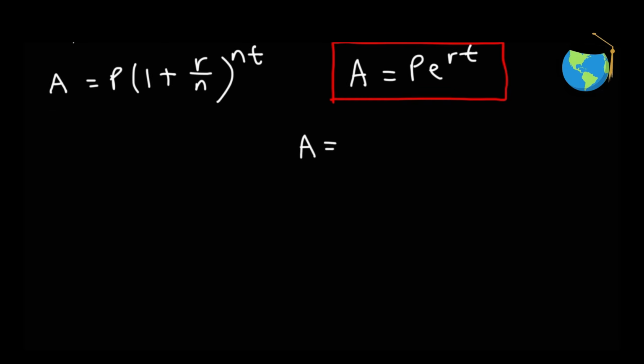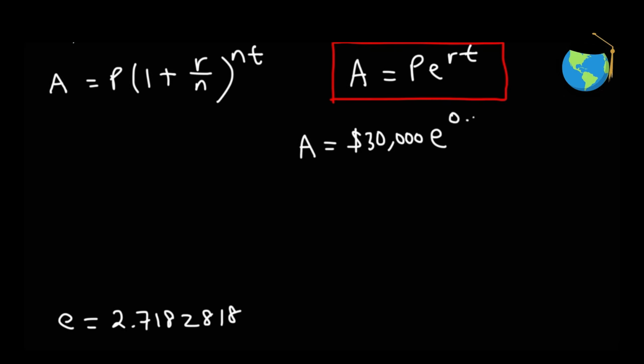So in this formula, P is the principal, or the amount invested. That's $30,000. e is a number. It's 2.7182818. It's the inverse of the natural log function. r is 10%, and as a decimal, that's 0.10. And t is the time in years, which is going to be 20 years.